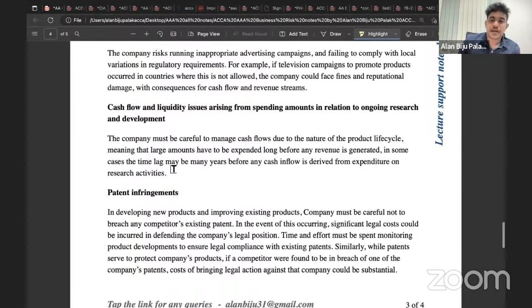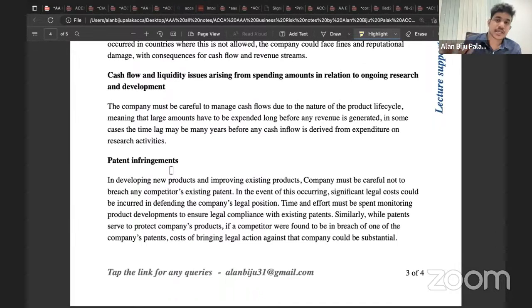Then, if the company is spending a significant amount on research and development. So when a company spends a significant amount on research and development, first of all, the main thing is that even though they spend the whole amount on research and development immediately, they will take a substantial period of time to recover the whole amount, as the research time will be very significant and it will take a substantial period of time to market and sell the product into the market. So during this time, the company might face cash flow difficulties.